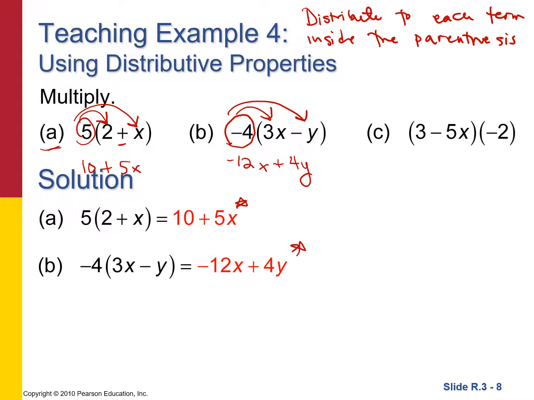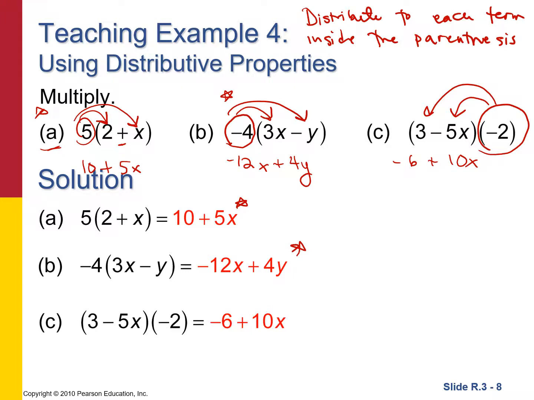And then again, now the numbers are on the right hand side instead of the left hand side. A and B are the most typical. But if you do have something like C, you still distribute to each term. So minus 2 times 3 is minus 6. And then minus 2 times minus 5x is plus 10x. And you'll see the answer is still the same.